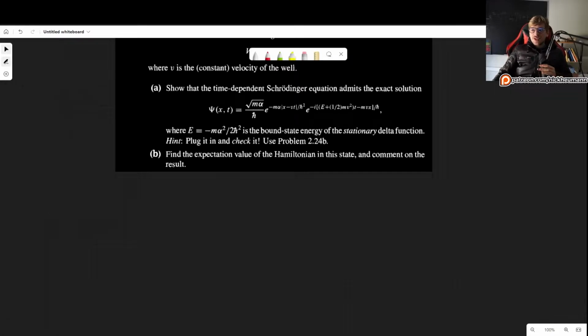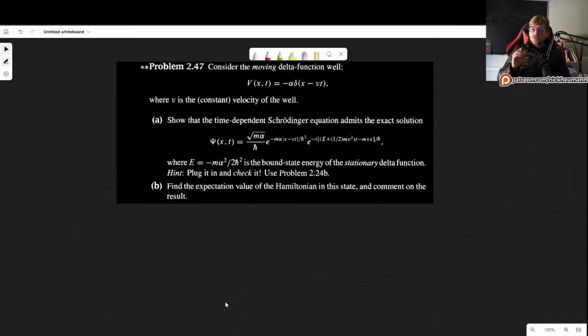Welcome. In this video, I'll show you how to solve problem 2.47 as it appears in the third edition of Griffiths Introduction to Quantum Mechanics. Now, this problem asks us the following. It says, considering the moving delta function well, which is the potential that we see right here, where v is the constant velocity of the well.